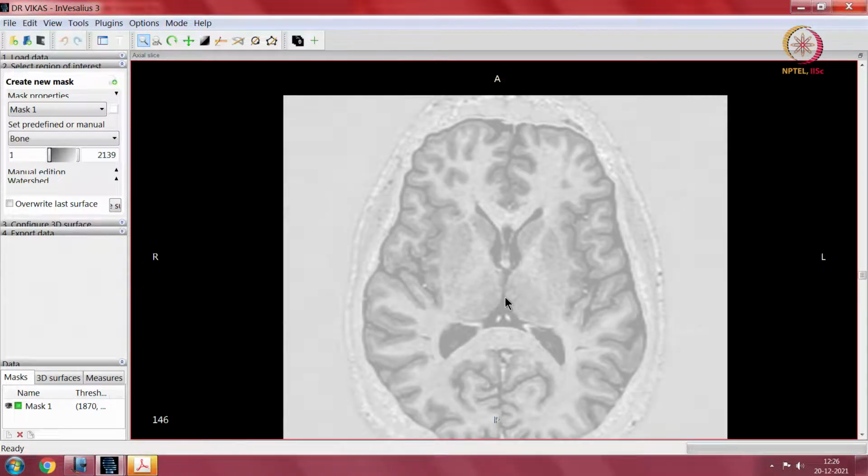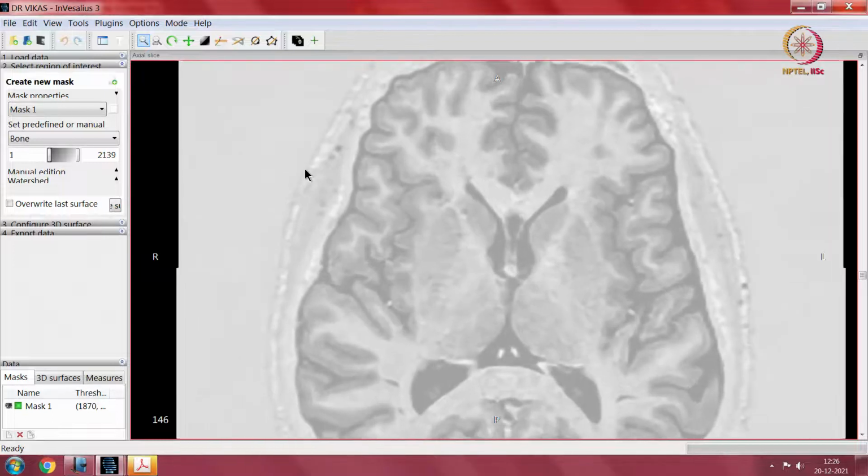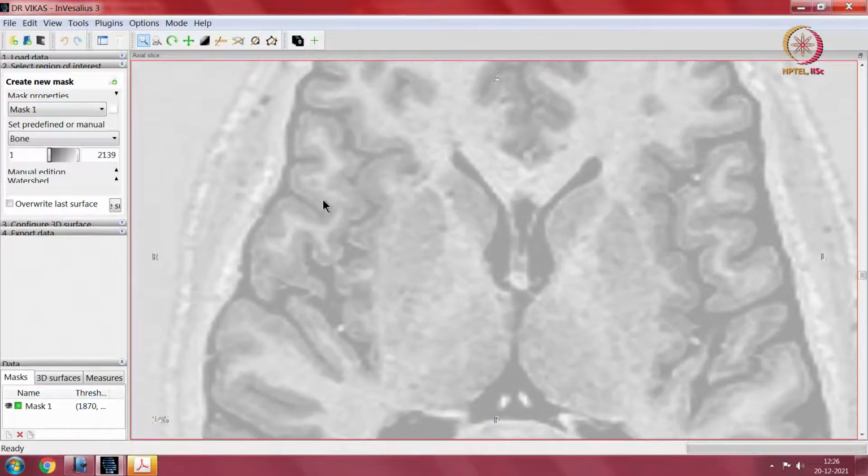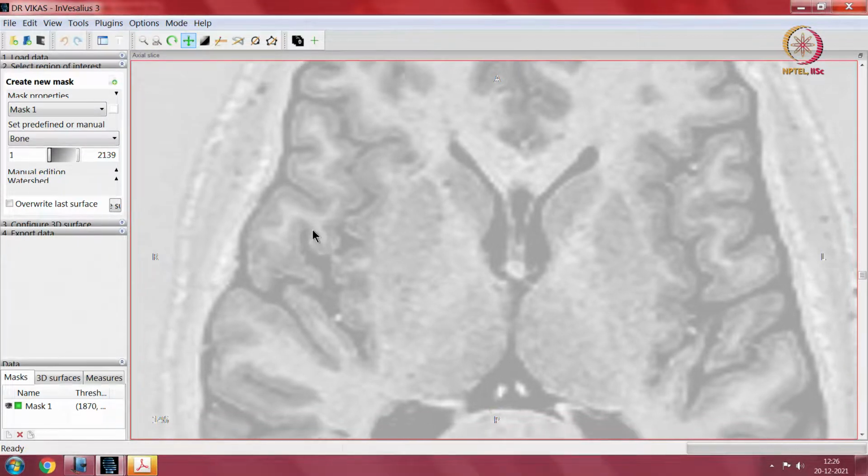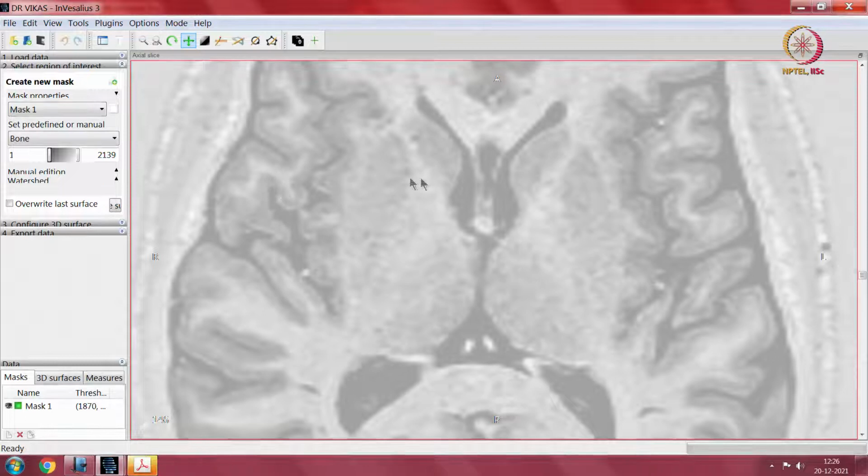Okay. So, the next part of the story is the deep gray. Deep gray is present within the center of the brain, and it is closely related to the ventricles. To highlight the deep structures, I think I need to change the windowing a little more.